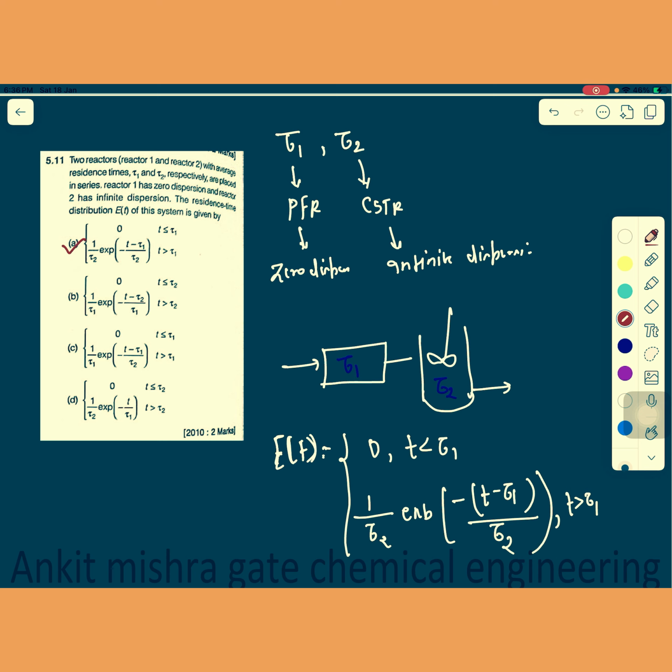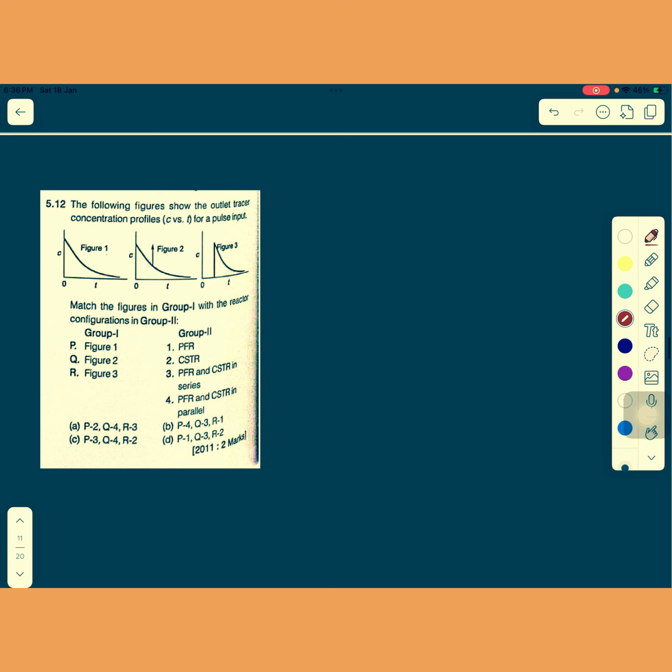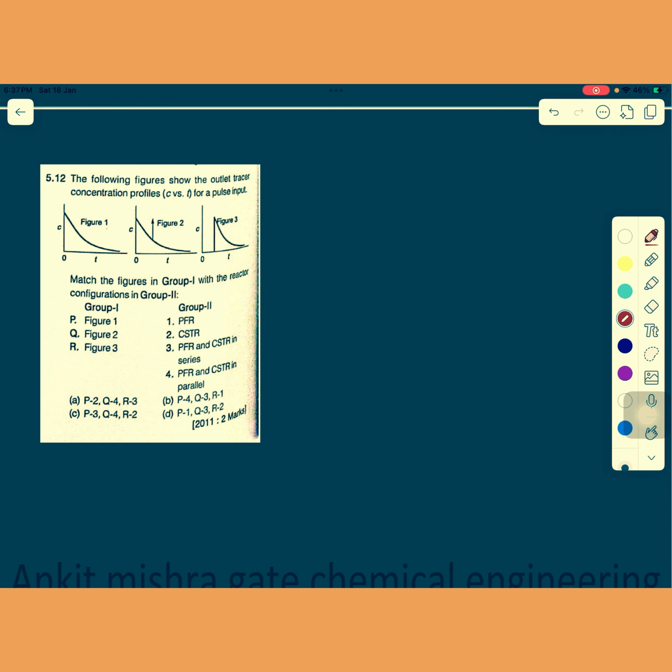But based on the formula also, sometimes, let's say in future, they can ask you questions on your numerical things, right? So you should understand this thing. Okay, now moving towards the next question, that is 5.12.